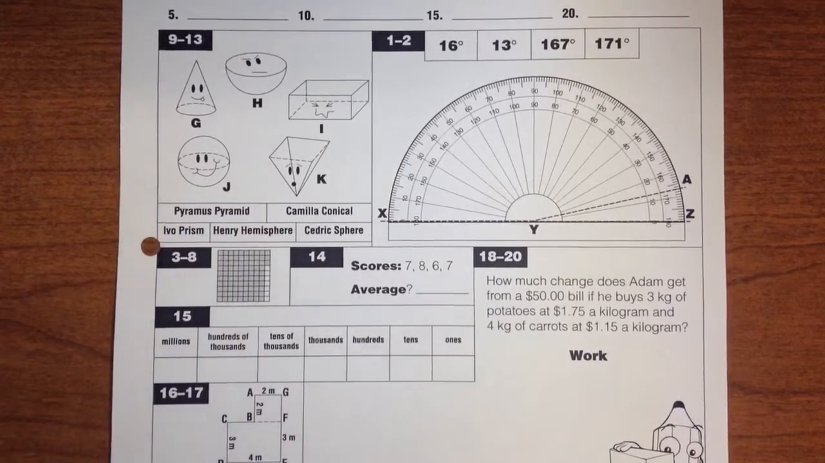The last three questions are about the story problem on your sheet. The first thing we must ask ourselves when solving a problem is, what am I trying to find out? Our question reads, how much change does Adam get from a $50 bill if he buys 3 kilograms of potatoes at $1.75 a kilogram, and 4 kilograms of carrots at $1.15 a kilogram?